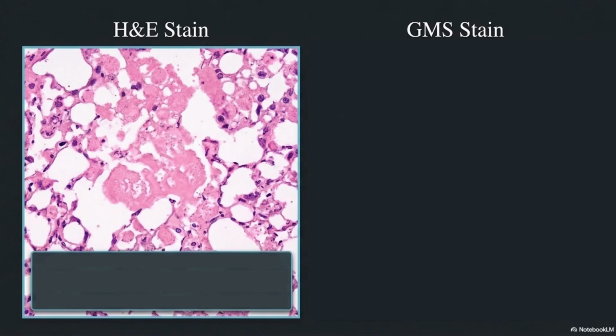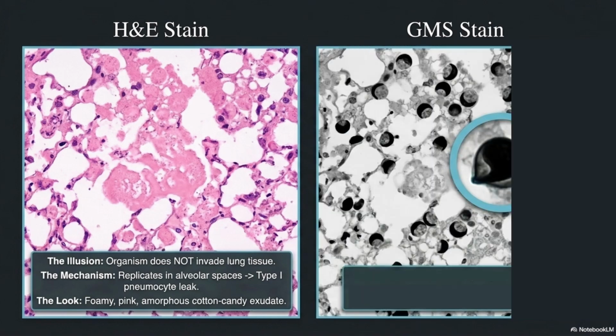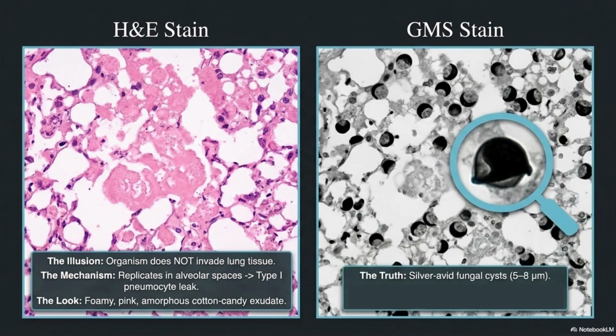Let's look at the histology on an H&E and a GMS stain. The illusion here is that the organism does not actually invade the lung tissue. The mechanism is that it replicates strictly inside the alveolar spaces, which leads to a type 1 pneumocyte leak. On the H&E stain on the left, that leak creates the classic look, a foamy pink amorphous cotton candy exudate. But the truth is revealed on the right with a GMS stain, which highlights silver-avid fungal cysts measuring 5 to 8 micrometers. Look closely at that morphology. They look like collapsed, crushed ping pong balls or tiny helmets popping right out of the foam.